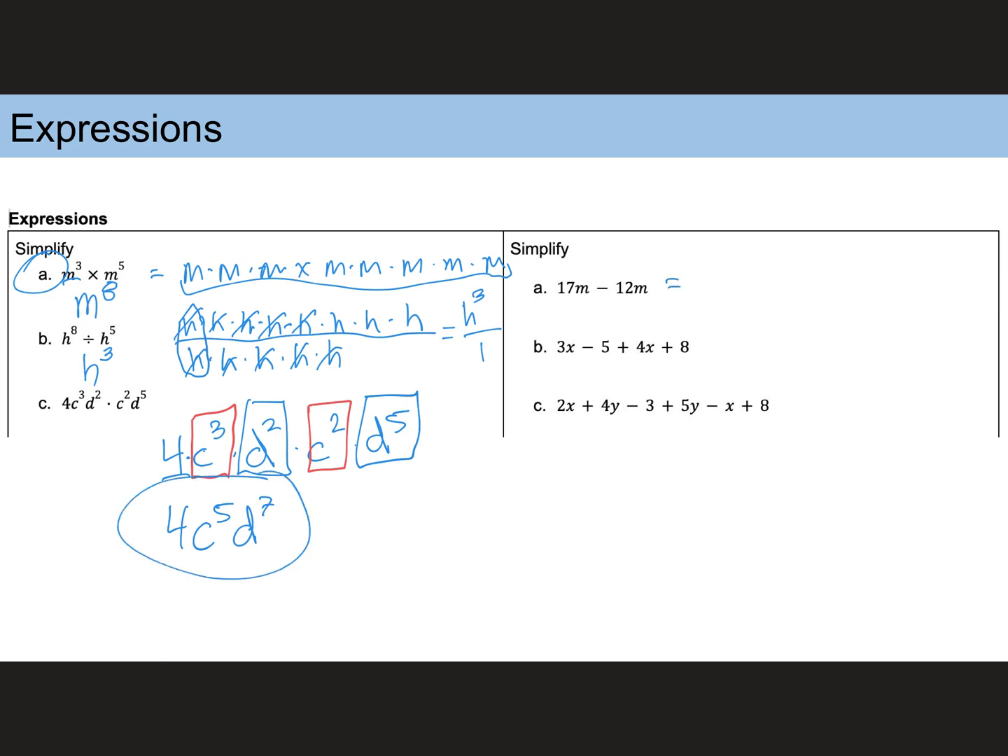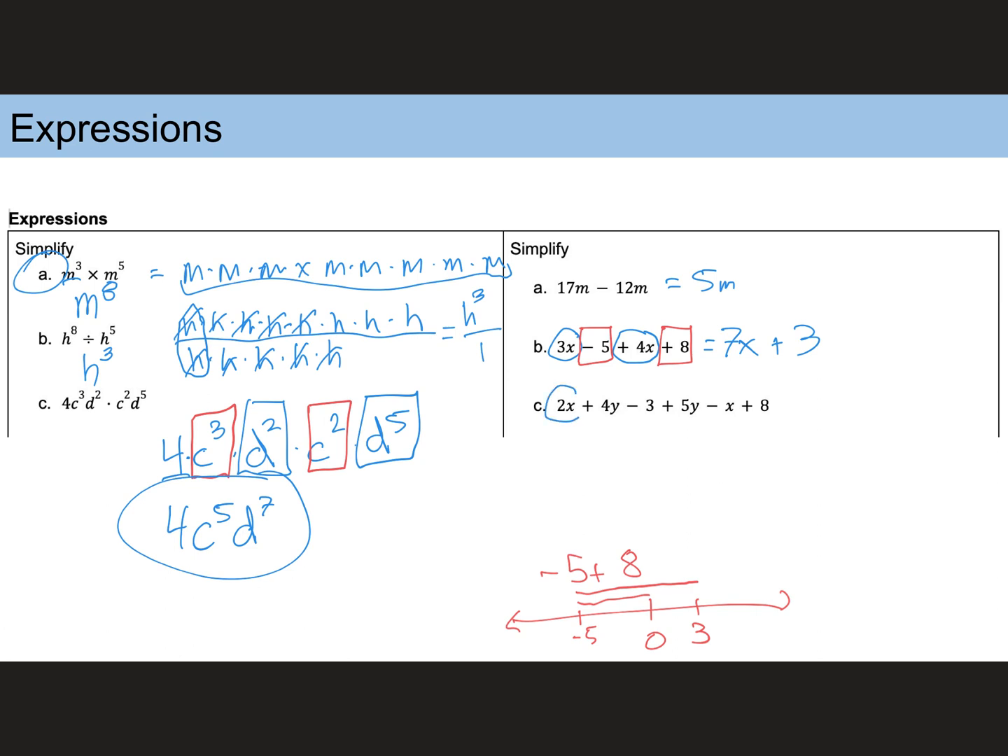17 M's minus 12 M's is 5 M's. For B, if I have 3 X's plus 4 X's, I'm going to have 7 X's in total. And then you have to include the sign that's in front of it. This says negative 5 plus 8. Now on a number line, if this is 0, and first I go minus 5 to here, and then I go plus 8, I'm going to end up at 3. So I'm going to have 7x plus 3.